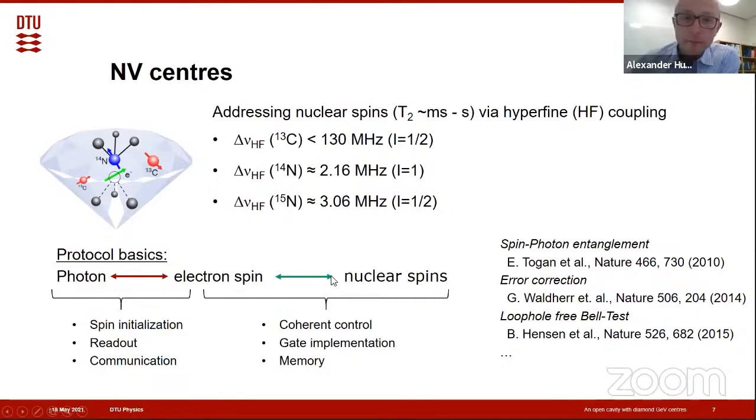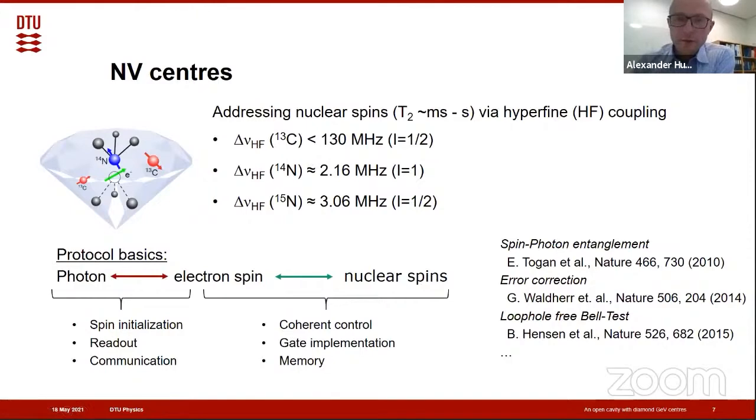as a memory. And this set of properties of that system has led to a number of very important results. So for example, the spin photon entanglement has been shown, error correction, or even the loophole free Bell test.